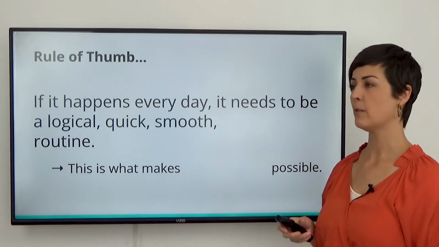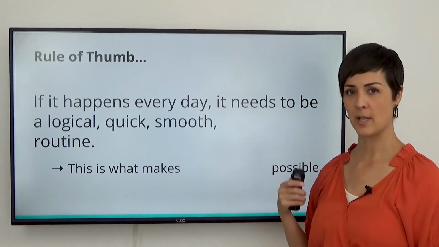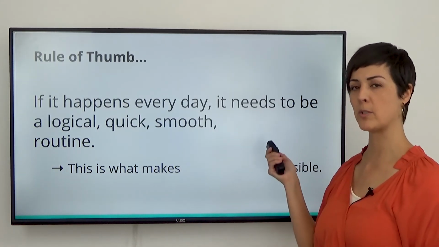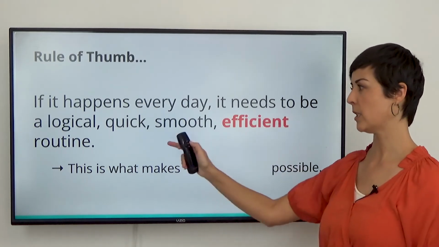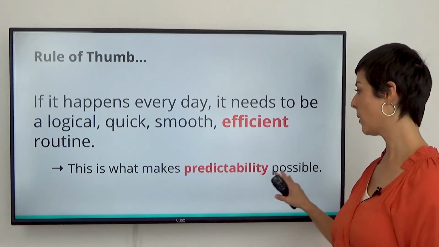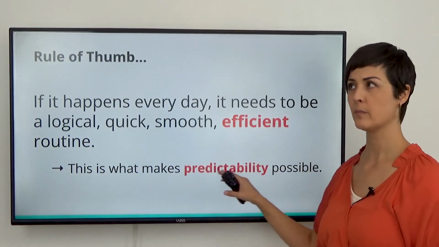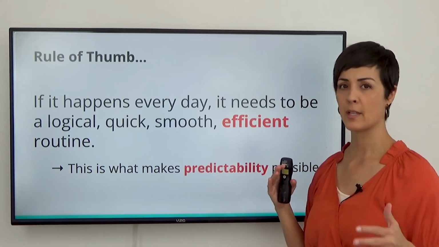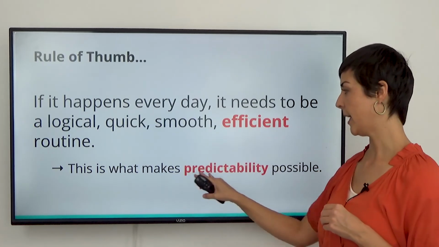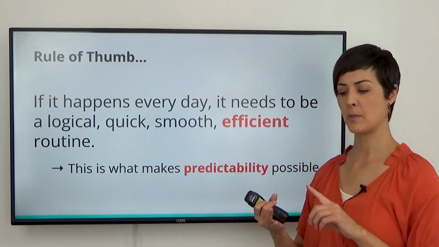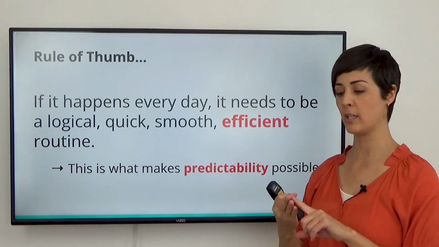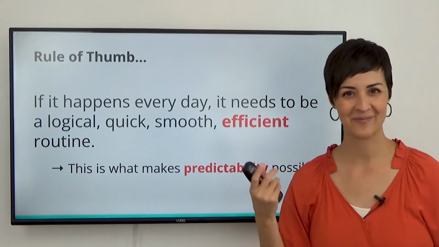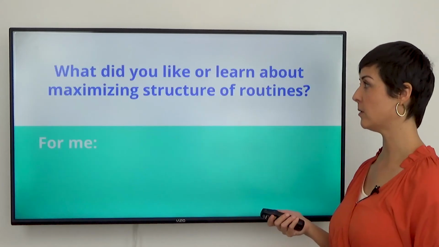Okay, so here's our rule of thumb for any routine, no matter which routine we're talking about. The idea is if it's a set of tasks that happens every day, it needs to be a logical, quick, smooth, and probably the most key word, efficient routine. Why? Because this is what makes predictability possible. When we complete those steps in the same fashion every day, that's what makes predictability possible. And anytime you have a predictable set of steps, it makes speed possible and it increases feelings of safety and reduces disruption and stress, right, for teacher and students.